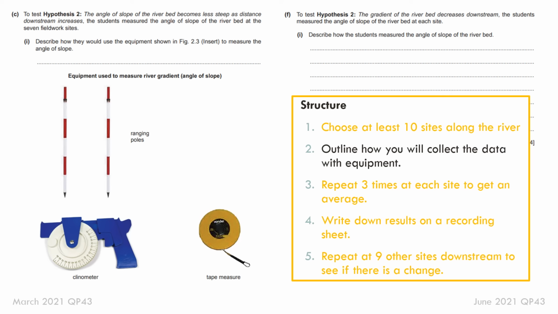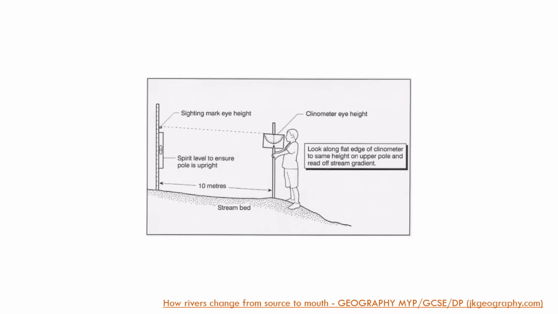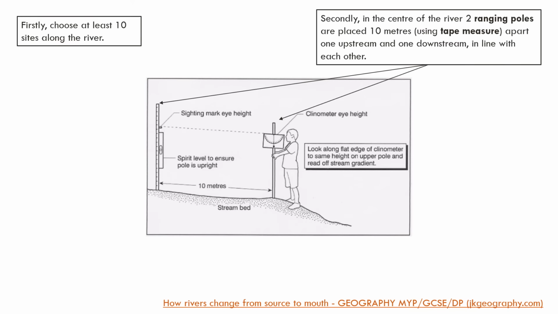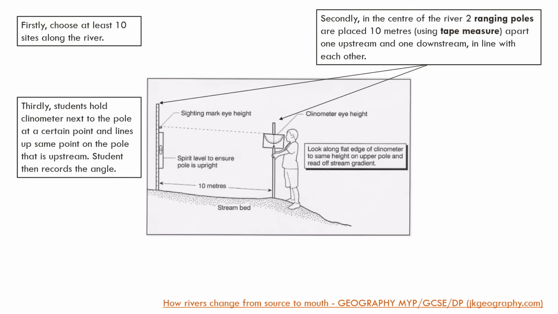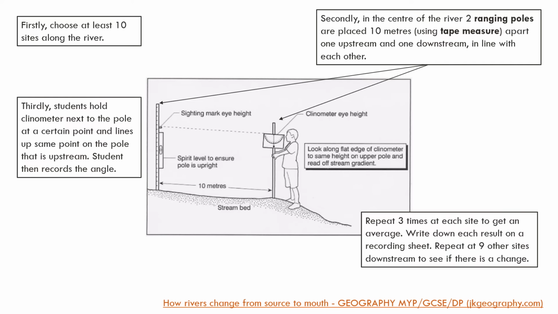So how would you write out the answer? So here's a diagram. I've got it for you. I'll put this on here just in case you want to use it for a piece of coursework. I would choose at least 10 sites along the river. In the centre of the river, I would place 2 ranging poles 10 metres apart, 1 upstream, 1 downstream in line with each other. One of the students would hold the clinometer next to the pole that is downstream, and point at the same point on the pole that is upstream, and then the student would record that angle. I repeat this 3 times at each site to get an average, maybe on the left-hand bank, centre and right-hand bank, and then I would write down each result on my recording sheet, taking an average, and then I'll repeat this at 9 other sites downstream to see if there is a change.